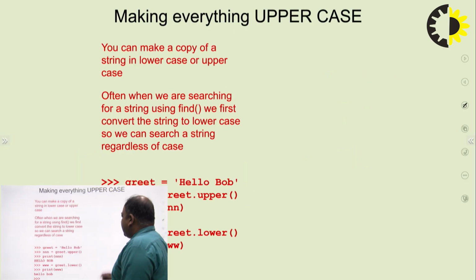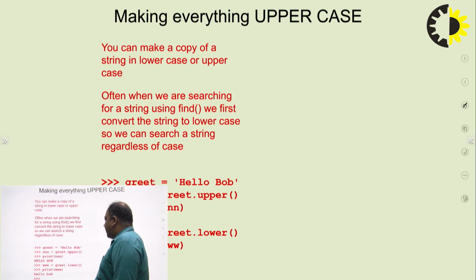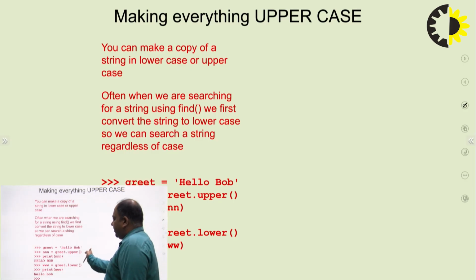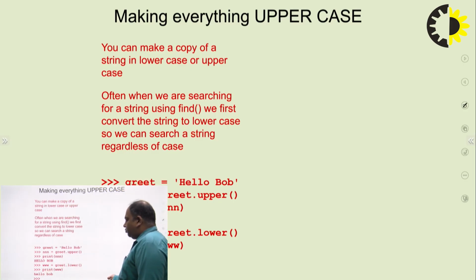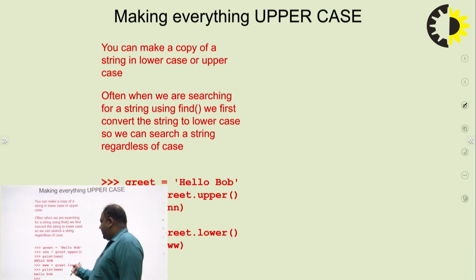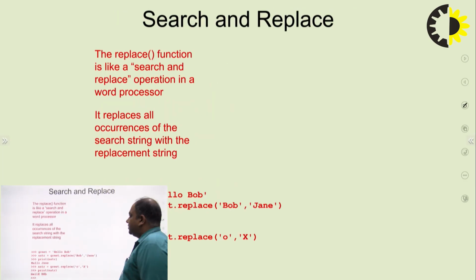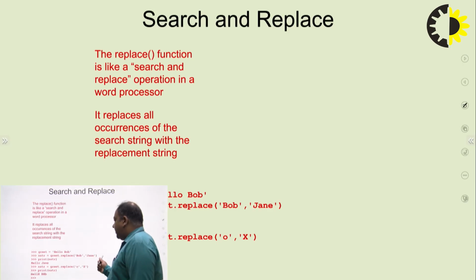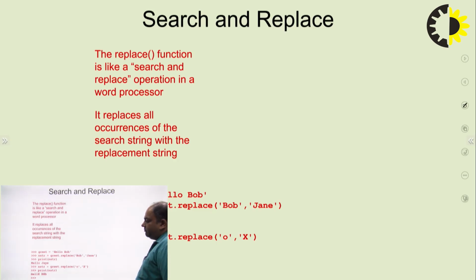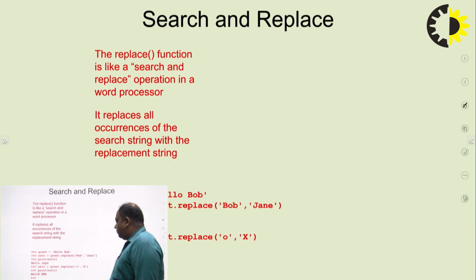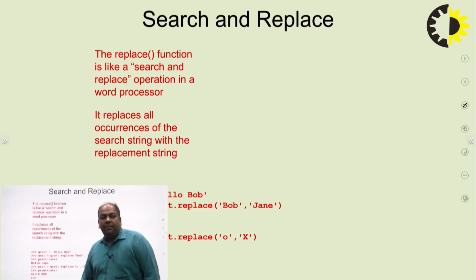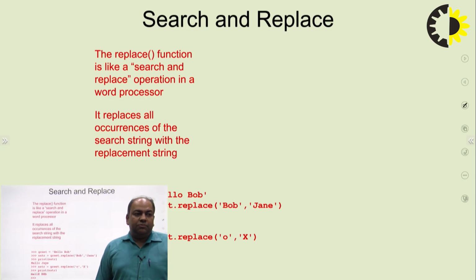Next, the same example which I have told, if we want to convert it into upper, I write greet dot upper, so it will convert every alphabet into upper. If we want it in lower, then we write greet dot lower, so it prints all the words in lower case. Search and replace: search Bob, replace with Jen, so it will replace Bob with Jen. Replace small o with capital X, so it will replace small o with capital X.